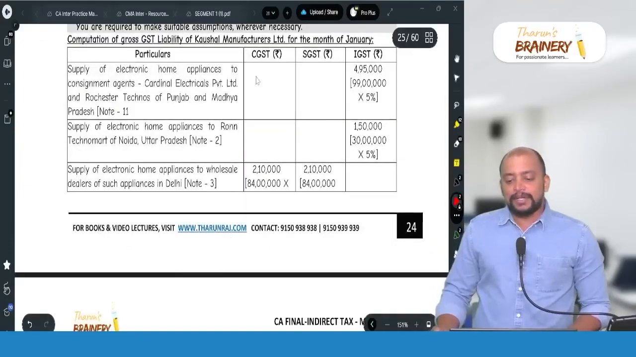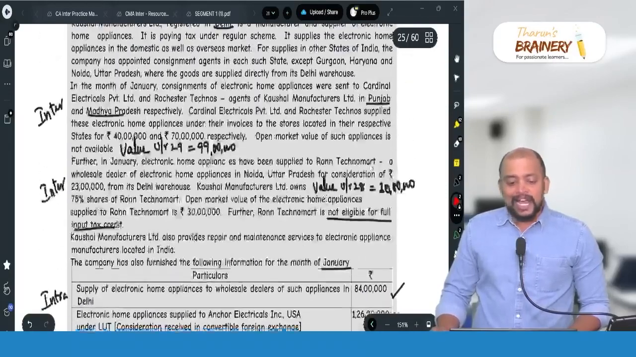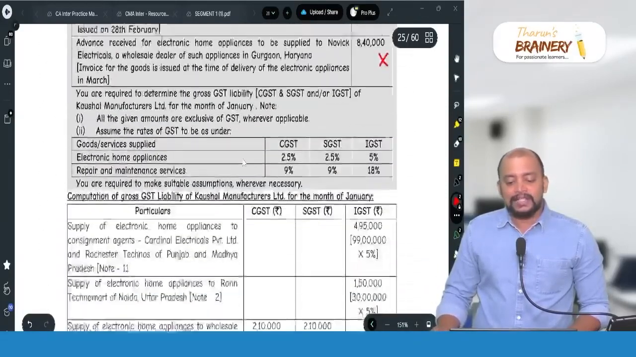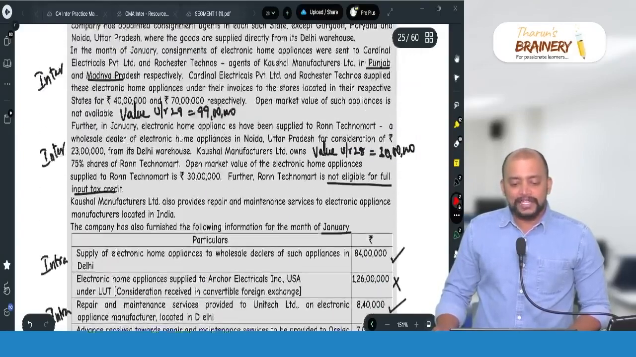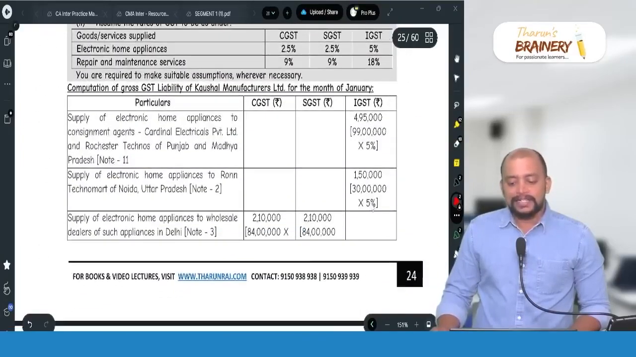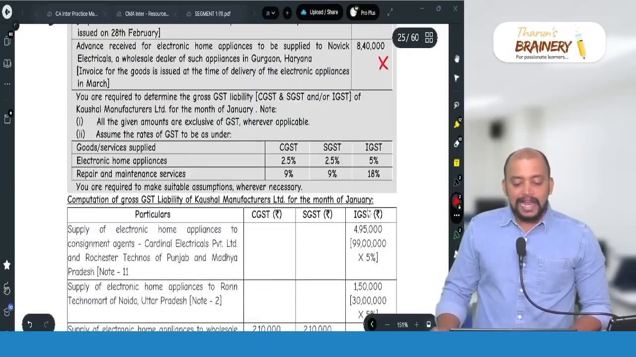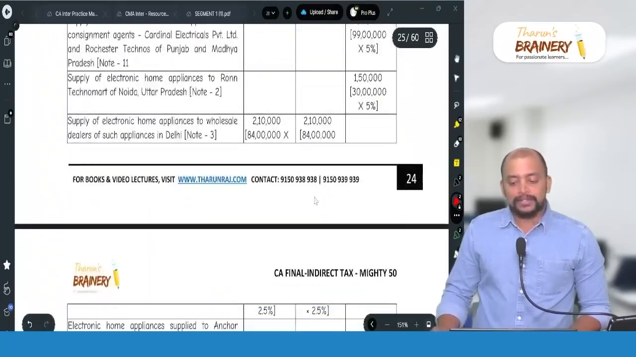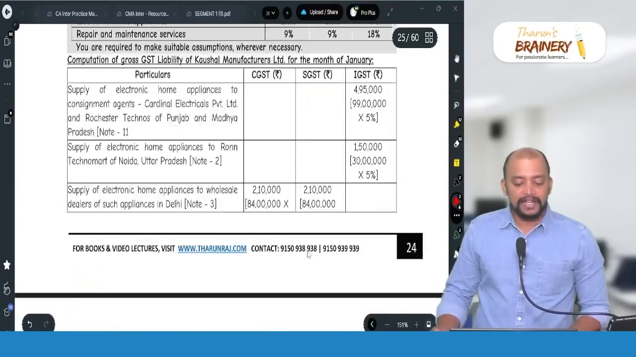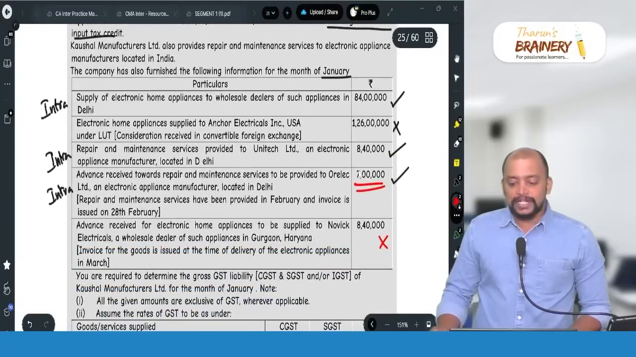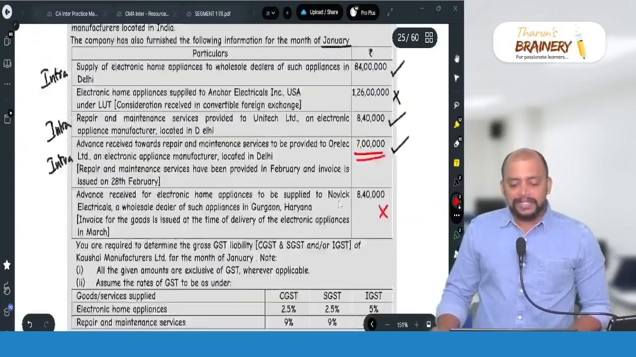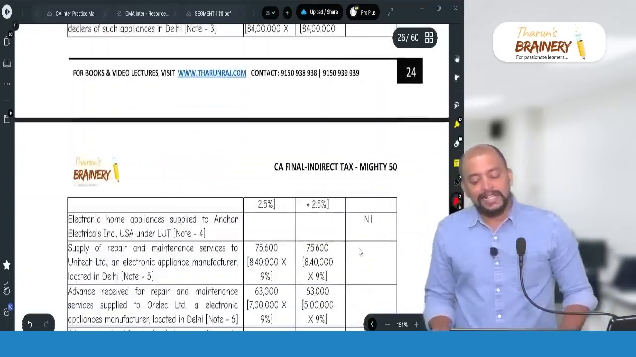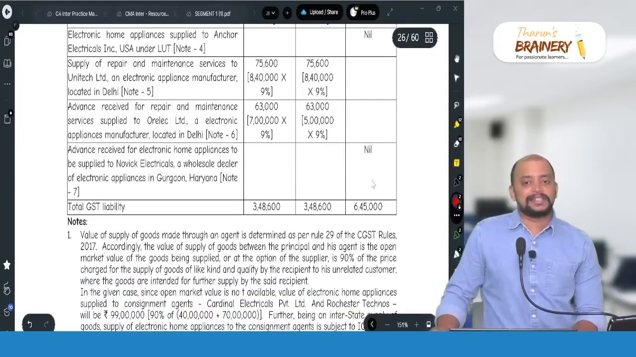So prepare a table: CGST, SGST, IGST. The first one is inter, value 99 lakhs. So 99 lakhs into 5%. And then the next one also inter, value 30 lakhs. So 30 lakhs into 5%. And the next one, intra, home appliances. So 84 lakhs into 2.5%. Then there is no GST under LUT. 8,40,000, this is repair and maintenance service, 9%. And advance receipt for repair and maintenance service, 7 lakhs, 9%. And in the last case, there is no GST.